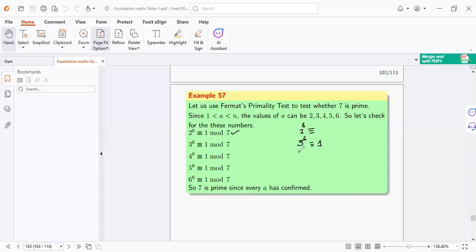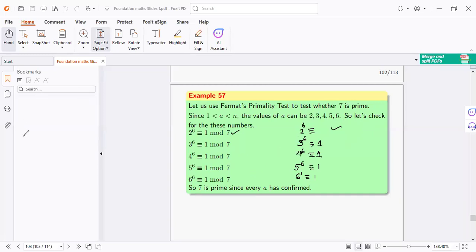Then I test 4. 4 gave me 1. Then I test 5. 5 gave me 1. Then I test 6. 6 gave me 1. So I've tested all the positive numbers less than 7. This confirms that 7 is a prime number. But if I would have just picked 1 number and tested, that would not be a sure test. That would just say that 7 is likely to be prime. But since I've tested all the smaller numbers, we can be sure that 7 is a prime number.